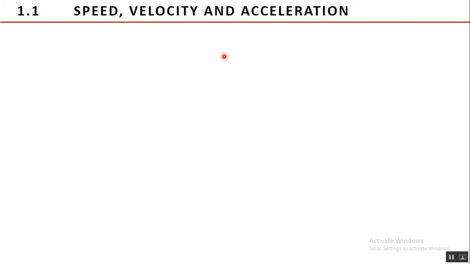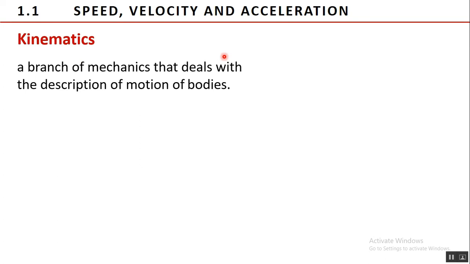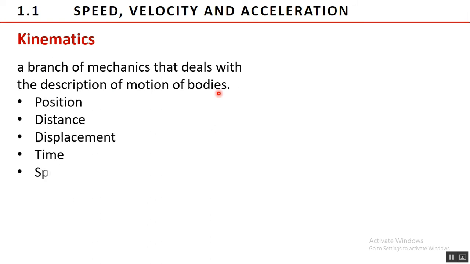The phenomenon of motion can be learned by studying kinematics, a branch of mechanics that deals with the description of motion of bodies. It involves various physical quantities such as position, distance, displacement, time, speed, velocity, and acceleration. These quantities are actually related to other quantities such as force, work and power, which will be discussed in Unit 2.